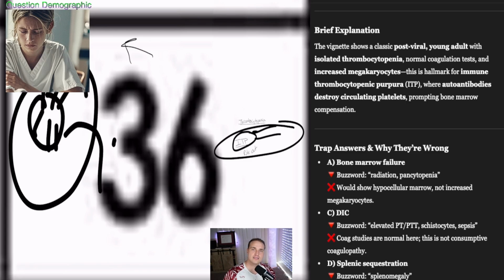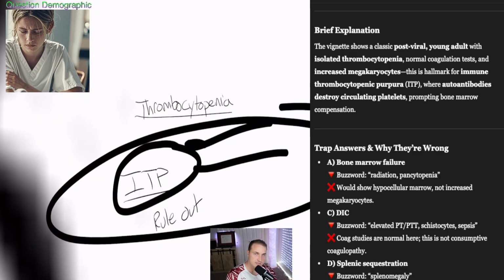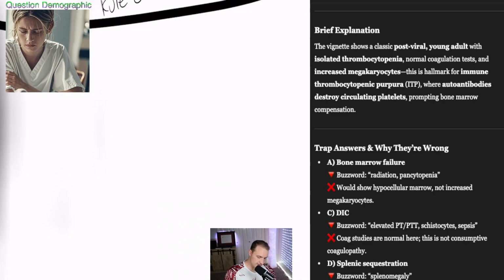The way that this typically works, by the way, ITP is a rule-out diagnosis, but you have a viral infection and then the immune system gets all activated and you start to make antibodies against the platelets, anti-GP2B3A. And so the platelets get destroyed in the spleen. The bone marrow is still healthy, so it just makes more. And that's why you have megakaryocytes. It's a good positive response. You're trying to build megakaryocytes so you can respond to the lost platelets. And this is immune thrombocytopenic purpura. It's an immune problem. All right, they could try to trick you in various ways.